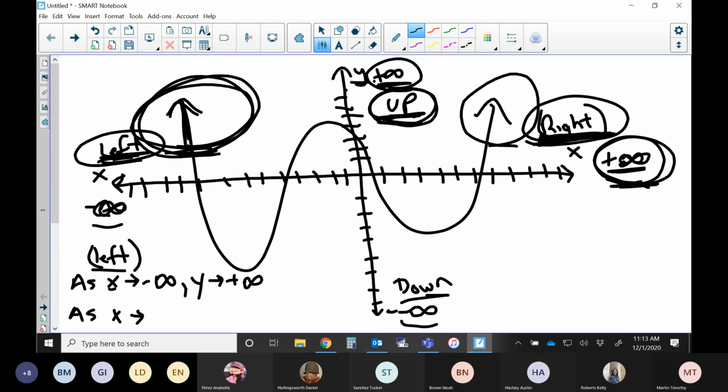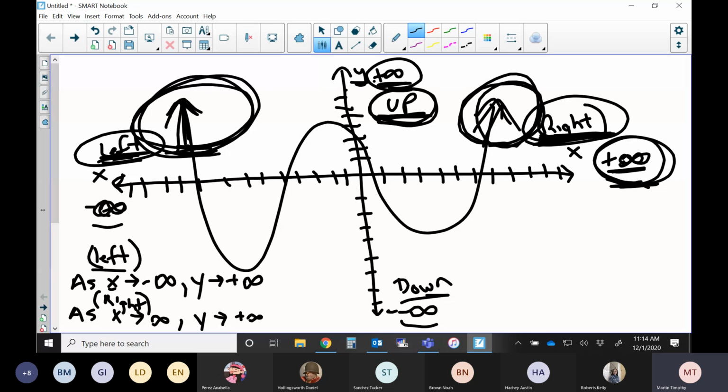Annabelle? Sorry, I was going to write it, but it is positive infinity. Yes, that means the right side of the graph. What you just told me is the right side, but the y is still going to positive infinity. That's fine for this. Both ends are going what? Up, or positive. Yeah, both ends are going up.